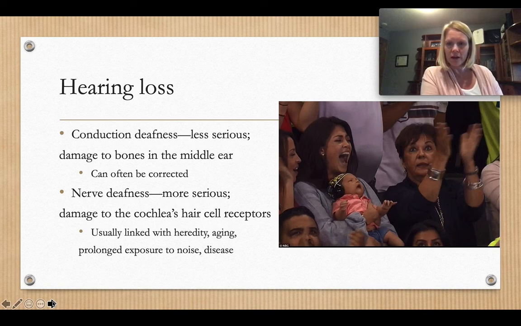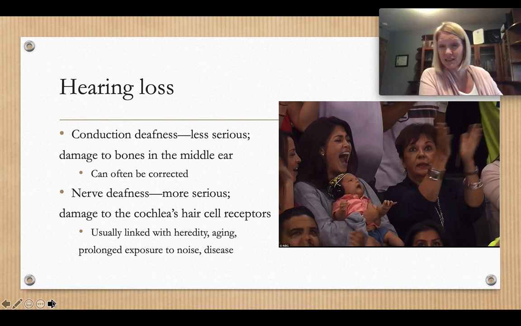So when we're talking about perceiving sound, we need to talk about hearing loss, just like when we talk about vision loss, or things like color blindness. We have two types of hearing loss that I really want you to understand and know. The first one is conduction deafness. Now, conduction deafness is definitely less serious and it's less common. But this is when there's damage to the bones of the middle ear.